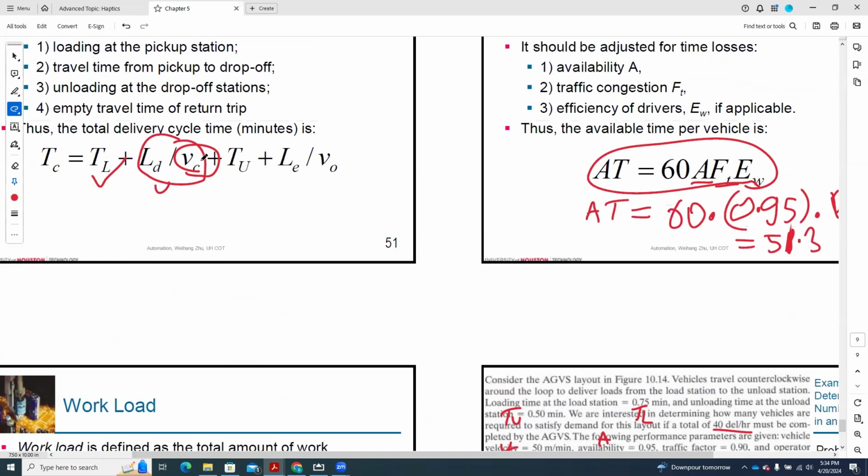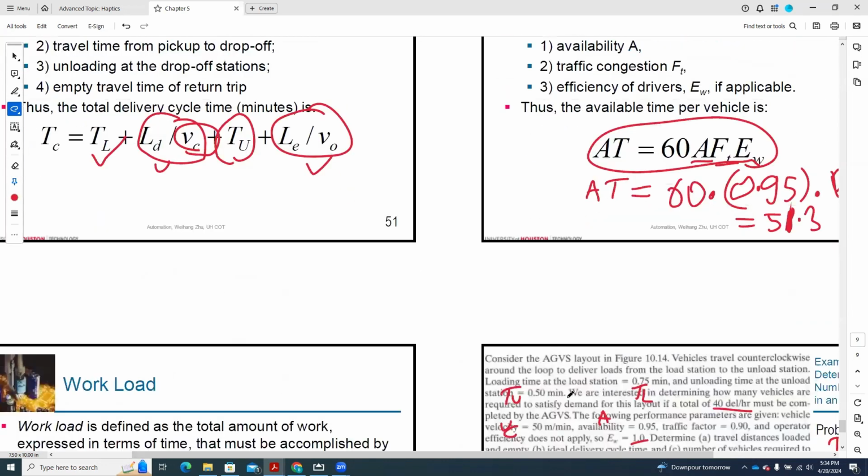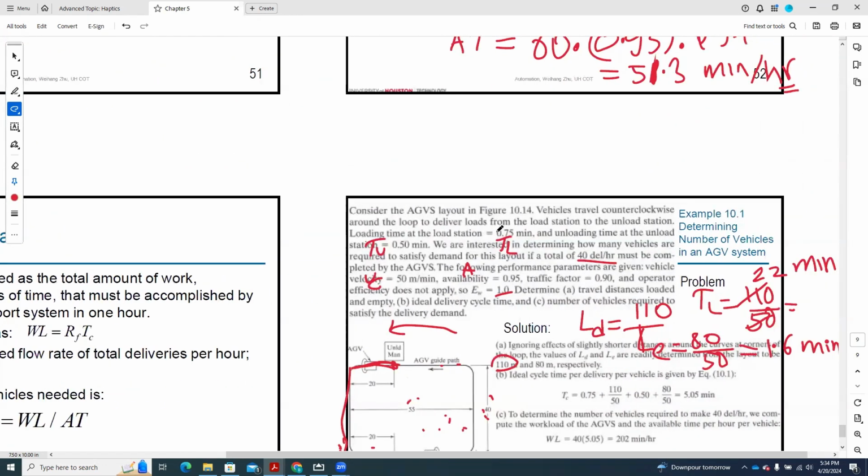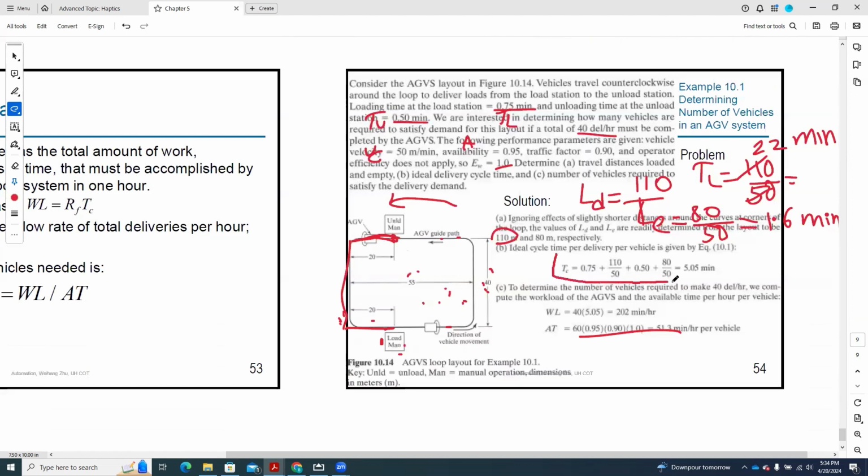Now out of these four, we calculated this whole thing. We divided the distance by speed. We also did this, and the unloading time and the loading time, these two are given here. If we add all of that, it gives us the cycle time of the delivery. So it takes 5.05 minutes for one delivery for one vehicle.